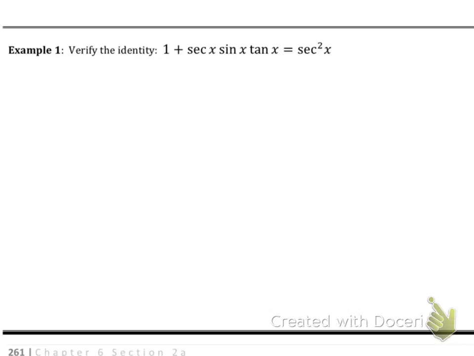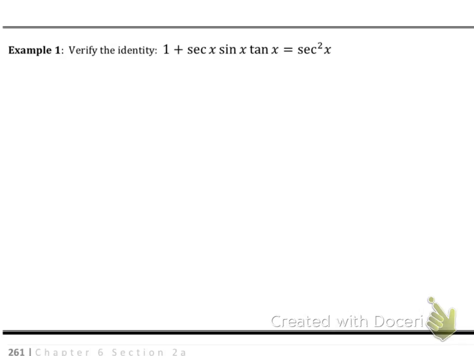So an example of that would be verifying the identity 1 plus secant x sine x tan x equals secant squared x. If I say verify an identity, I'm not going to trick you. I'm not going to give you one that's not actually an identity. Gotcha, Mike. Good work. Way to spend an hour on that. No, it will be an identity. So if you can't figure out an answer, look at the answer guide. Try to get some help.